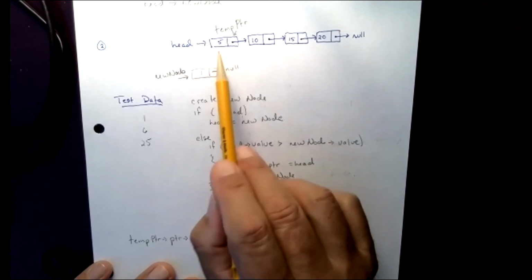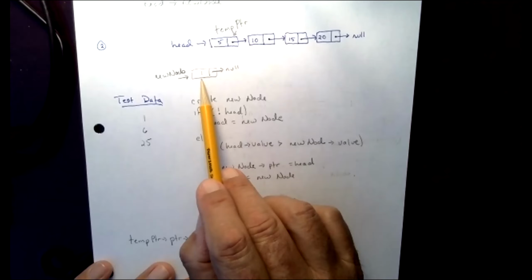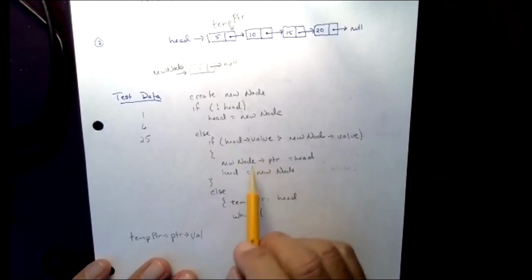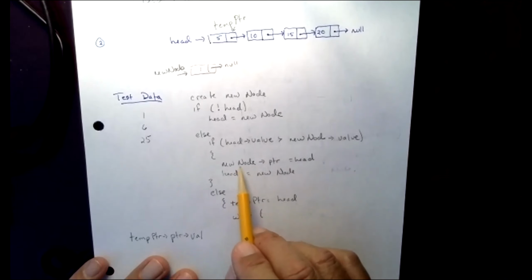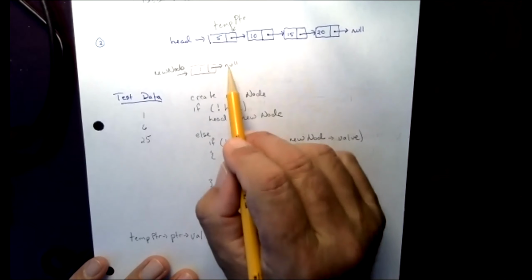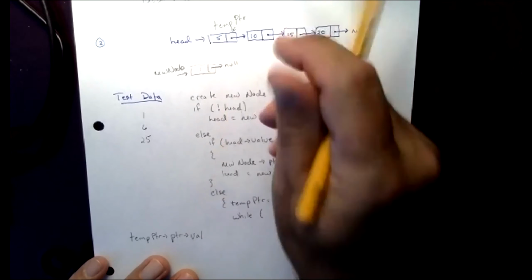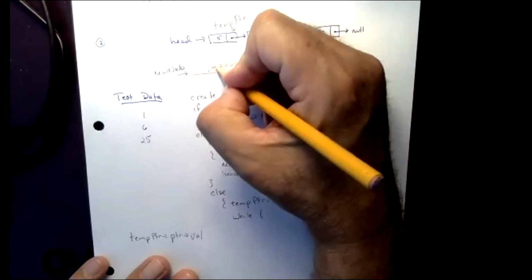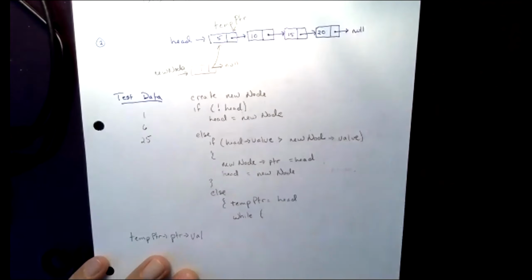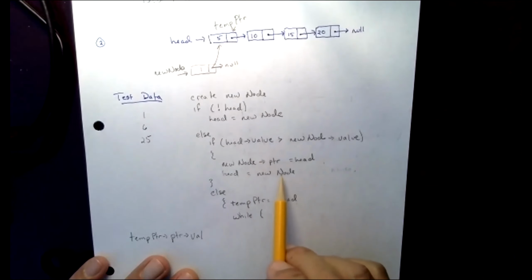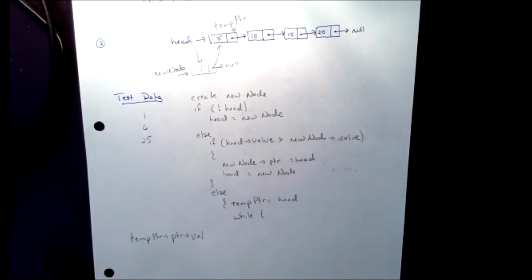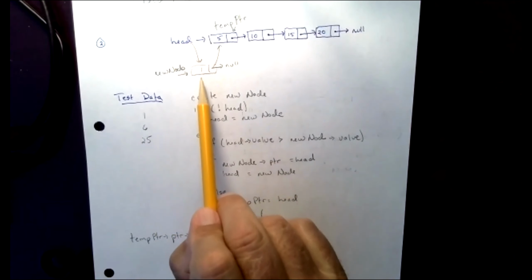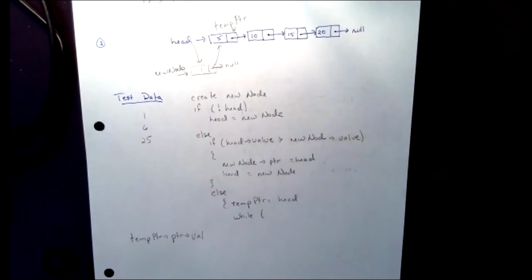If head's value is greater than my new node value, then it now needs to become the first thing in the list. Now, remember I said steps are important. New node's pointer, which is right here, now has to get the value of head. Then I would say head gets the value of new node, so it now would point to there. So head would go to 1, which would go back up to 5 and keep going in my list.